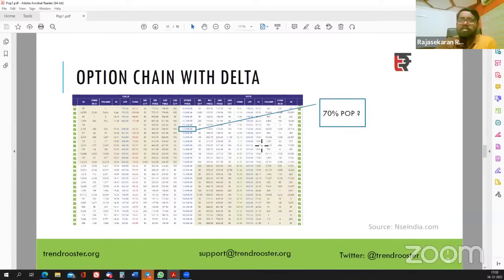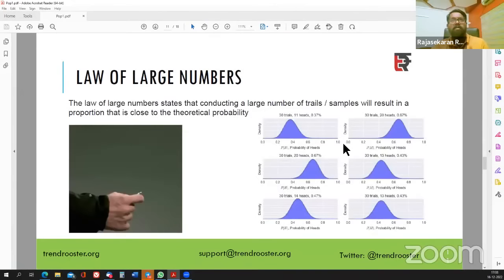I sold at 70% probability of profit, which means what? The moment I do the trade, it's one trade, it's a randomness. If I repeat the same 70% probability trade every week, every month, every year, I probably may have a 70% probability. Do you understand now? I just explained the concept of the law of large numbers: a short number of spins is always randomness. Even if you properly allocate this probability of profit, 70%, 80%, doesn't matter.